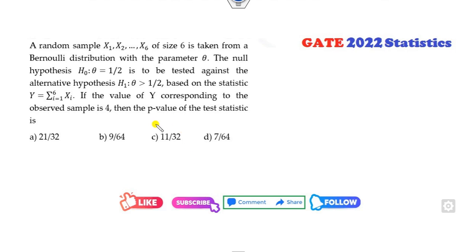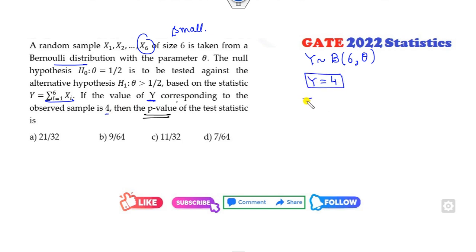Look at this another one. Again you have to find the p value. Sample size is 6, that is a small sample, and they are Bernoullis, so it means the Y distribution is binomial 6 comma theta. Observed value of Y is 4. Y is given to you as 4, so again I can apply the same thing.